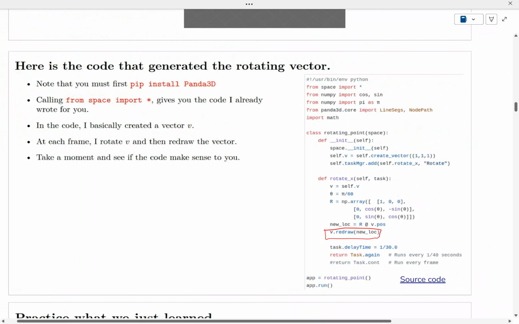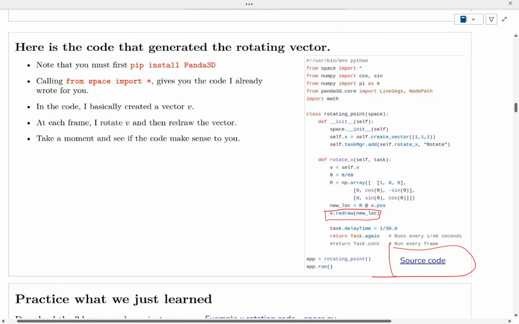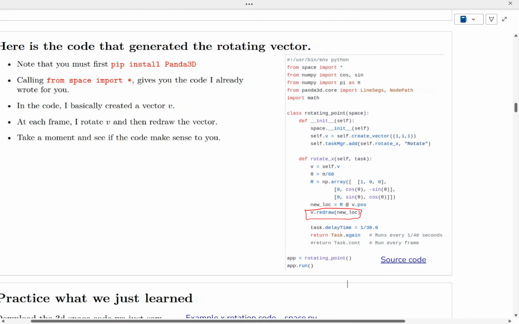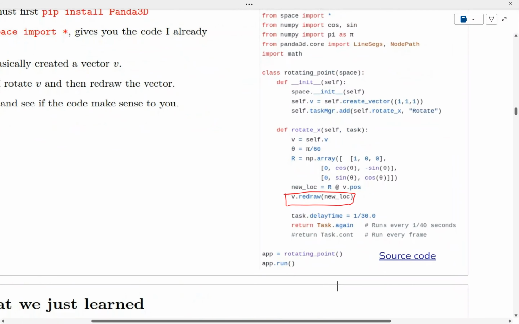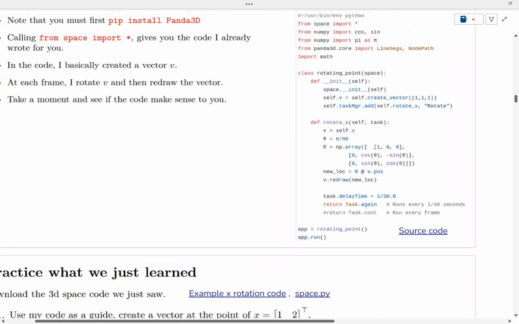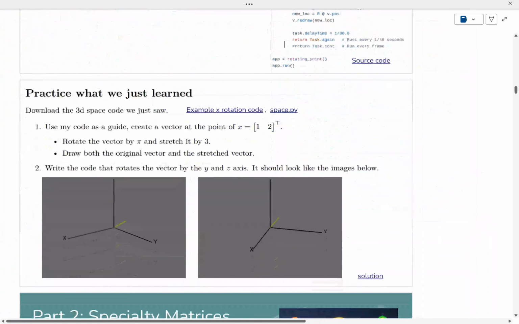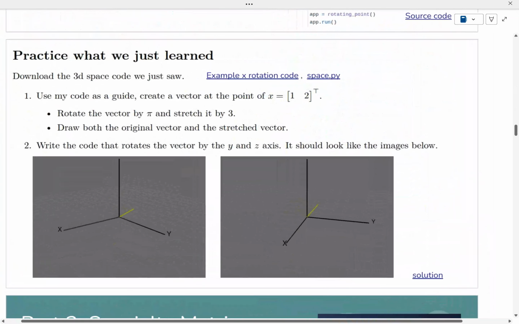Okay, so I have the source code here. You can download it and check it out, or alternatively, you may want to take a second and try to understand it. This right here is saying that it's going to run every 1/30 seconds, so that's how often this is going to run. At this point, let's practice what we just learned.